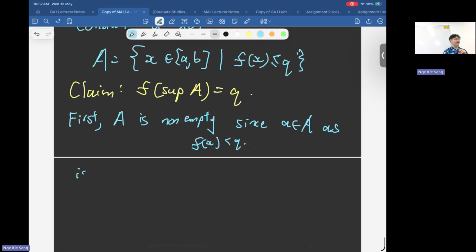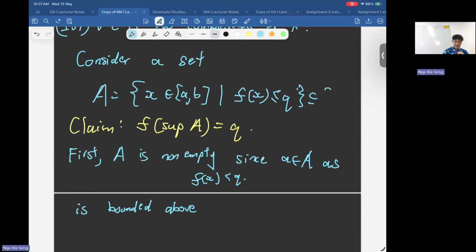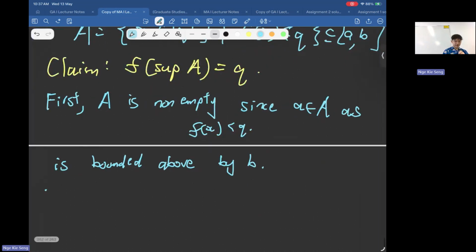Moreover, it is bounded above. Bounded above by what? It is actually a subset of a closed bounded interval. Right? You can choose at most b. So it's bounded above by b. Make sense? Okay so far? Then, therefore, sup A exists easily, by the completeness axiom.